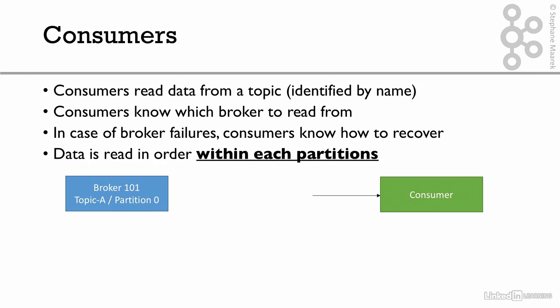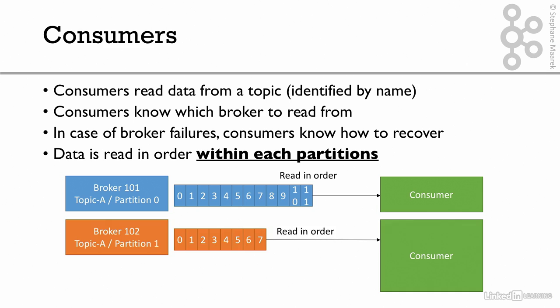So we have broker 101 and topic A, partition 0, and we have a consumer reading from it. It's going to read data, and as I said, it's going to read data in order. So it'll read message 0 or offset 0, then offset 1, offset 2, etc., up to offset 11. As you can see here, the data is read in order. The consumer will not see offset 3 before seeing offset 2. So it's really important to understand that.